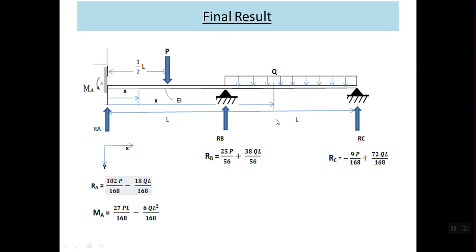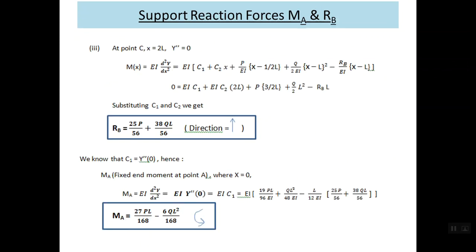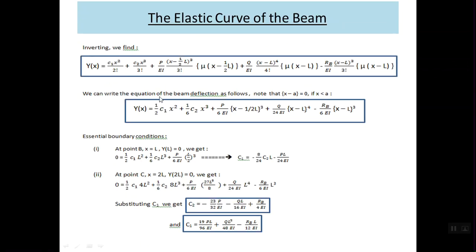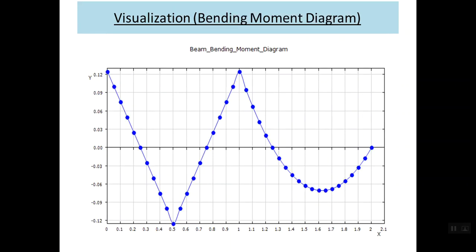Now we can plot the visualization for the elastic curve using this equation, y as a function of x, assuming P, Q, EI, and L are all one unit. And we see the visualization of the elastic curve for this beam example. And then the bending moment is here.